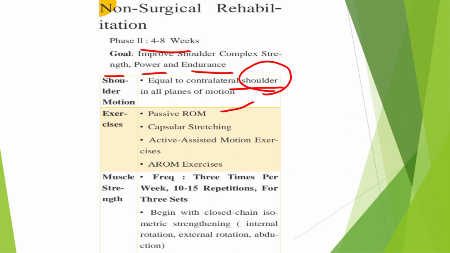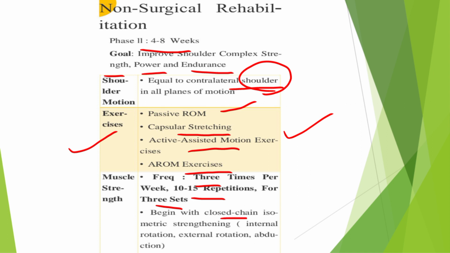Exercises: first is passive range of motion, capsular stretching, active assisted range of motion exercises with the help of the physiotherapist, and active range of motion exercises. In this also we don't go for strengthening. Active and passive range of motion exercises. Muscle strength frequency is 3 times per week. Go for 10 to 15 repetitions at the initial stage for 3 sets.